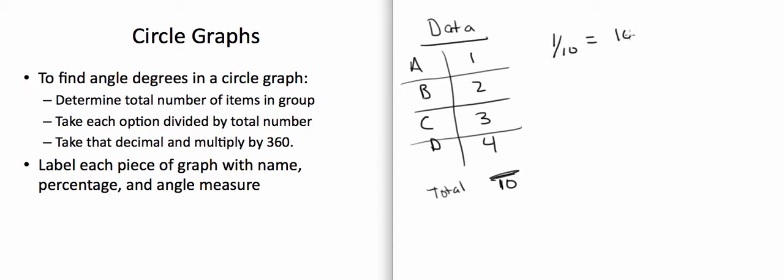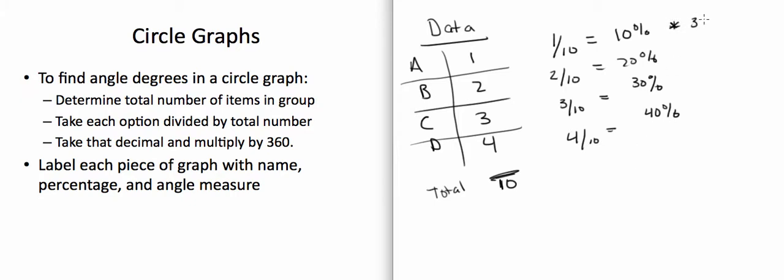We would take each data point divided by the total. So 1 divided by 10 is going to give us 10%. When we take 2 divided by 10, which gives us 20%. 3 divided by 10 gives us 30%. 4 divided by 10 gives us 40%. We then take that percentage and we multiply it by 360. That then will tell us our angle measure.